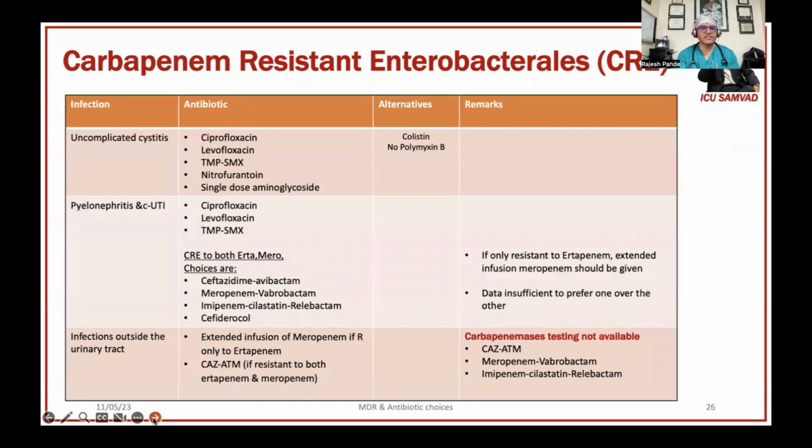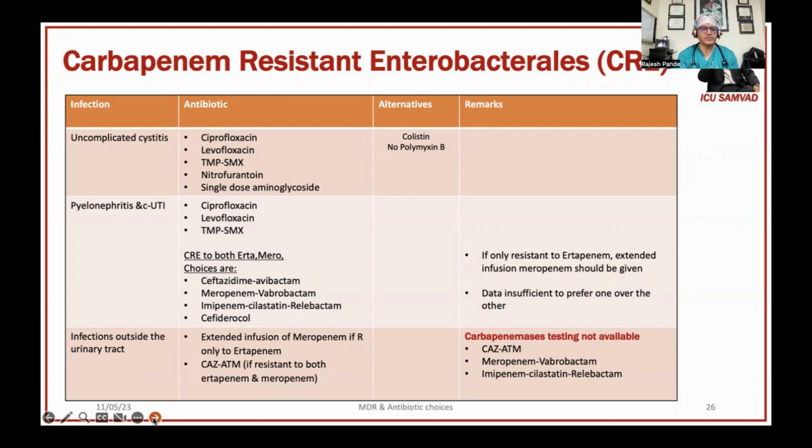So how do we treat these infections? For uncomplicated cystitis, the choices could be ciprofloxacin, levofloxacin, trimethoprim-sulfamethoxazole, nitrofurantoin, or a single-dose aminoglycoside. Alternatives could be colistin, and not polymyxin B, because it does not get concentrated in the urine. So for bladder as well as urinary infections, colistin is the polymyxin of choice.